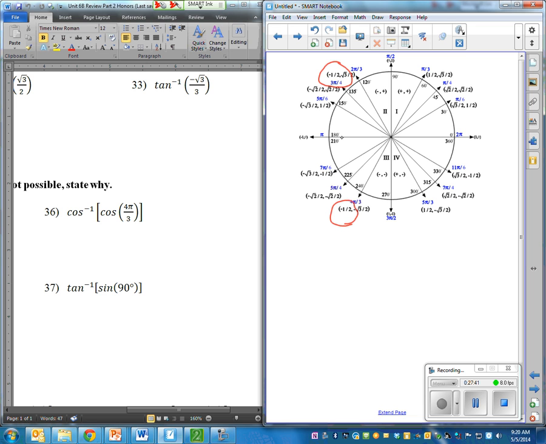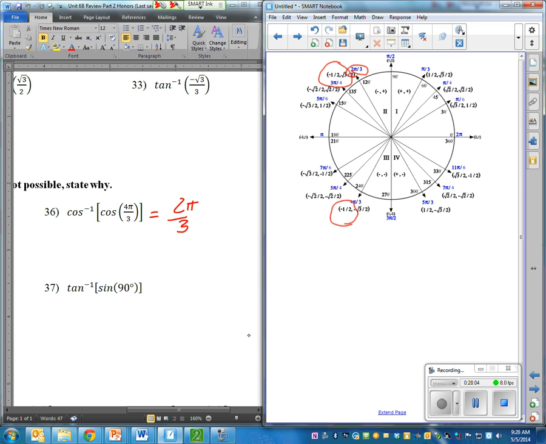Cosine is defined between 0 and 180. Therefore, the value that we're looking at is right here, the value 2 pi thirds. We can't use 4 pi thirds because that's not in the domain of the inverse cosine. So right here, it is going to be 2 pi thirds.